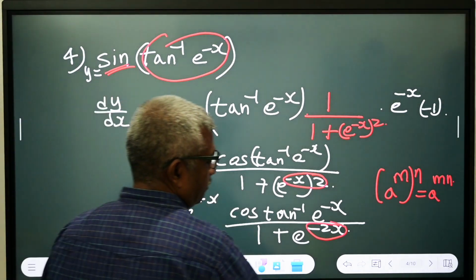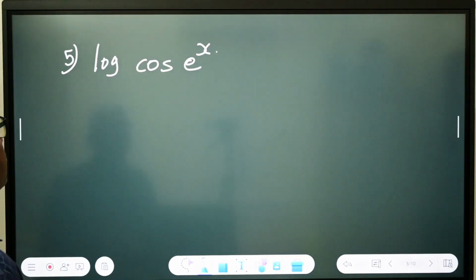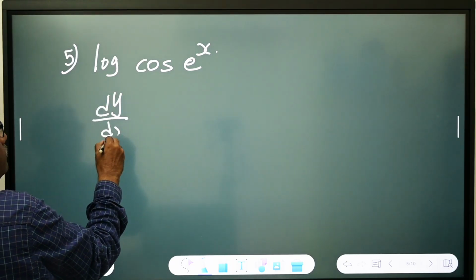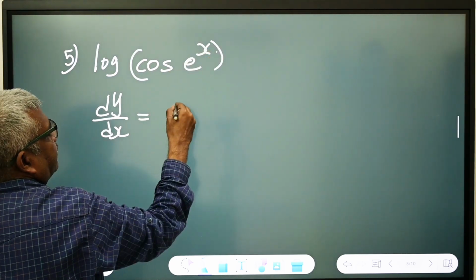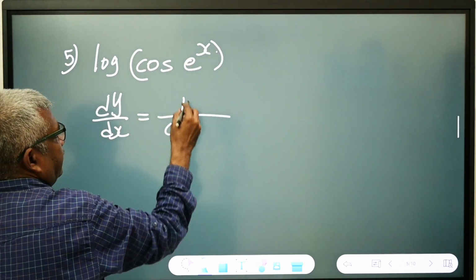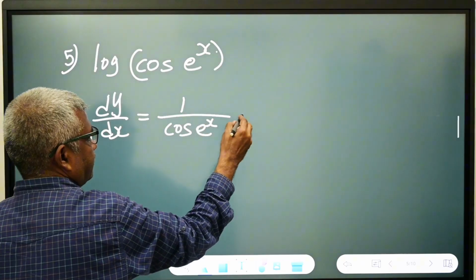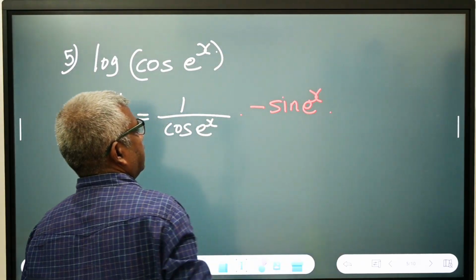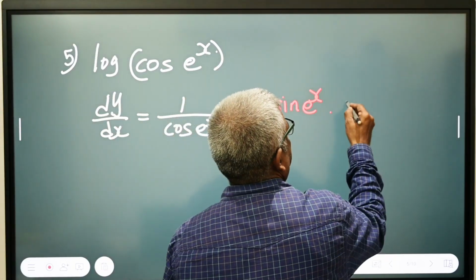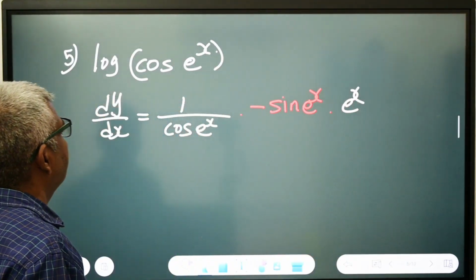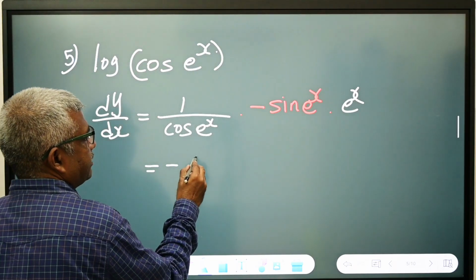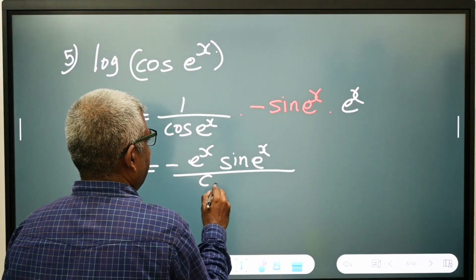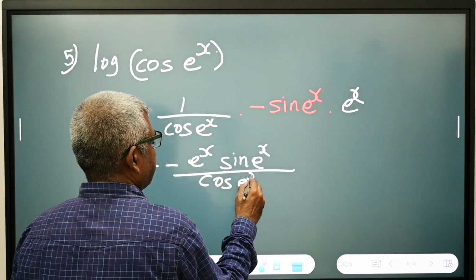Okay, question 5: log cos e power x. Dy by dx is equal to, log x if we differentiate is 1 by x. Here instead of x, cos e power x. Cos e power x if we differentiate, minus sin e power x. Then e power x if we differentiate, e power x only. Got it? So minus e power x sin e power x divided by cos e power x.